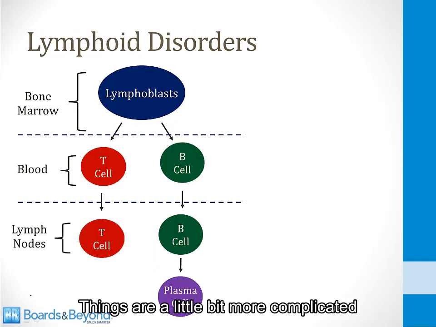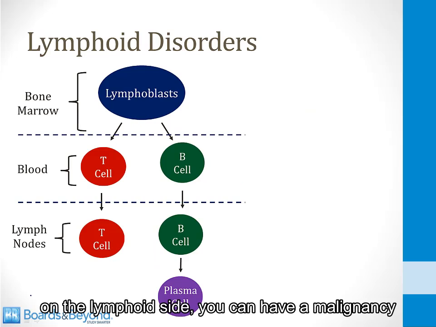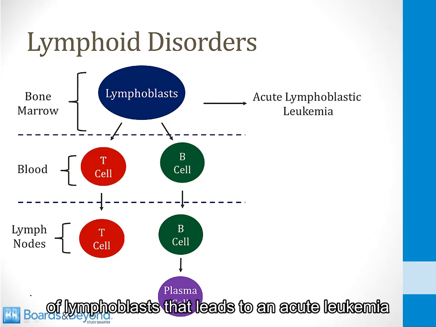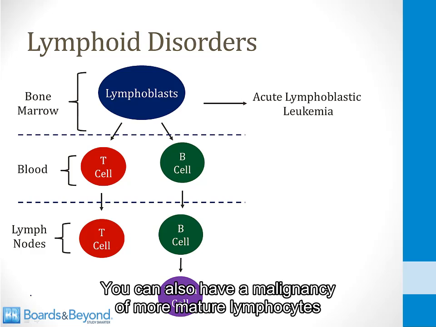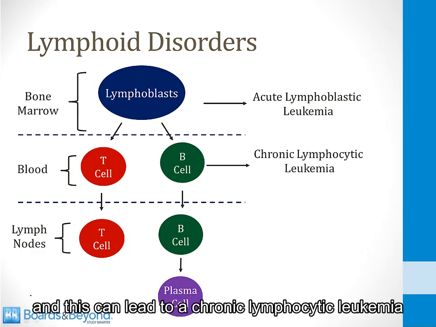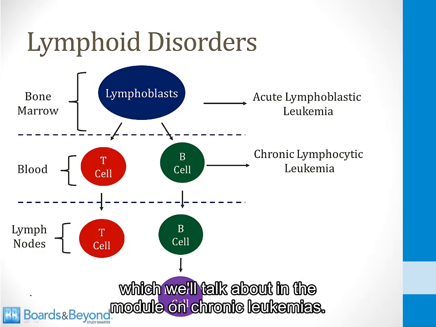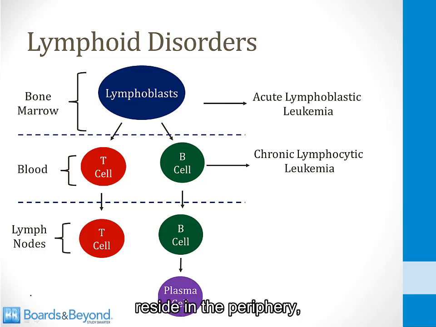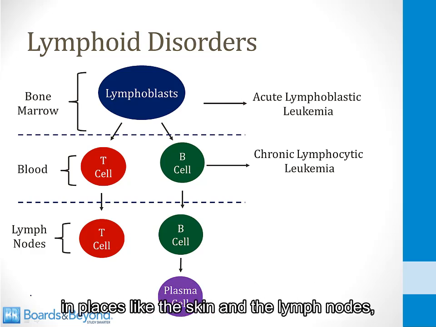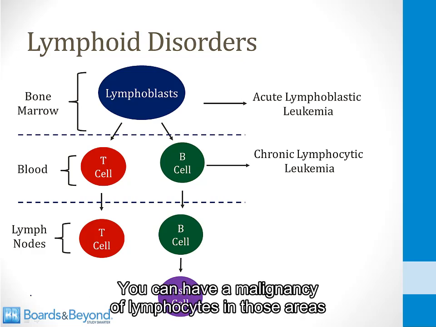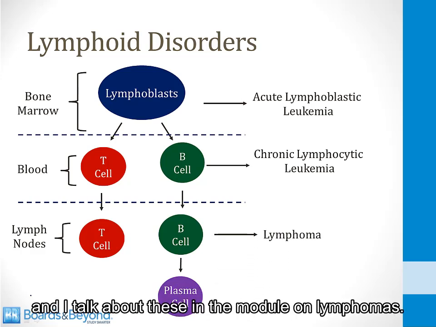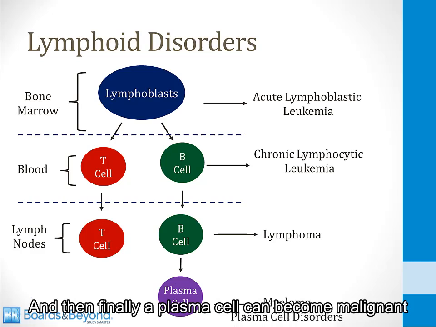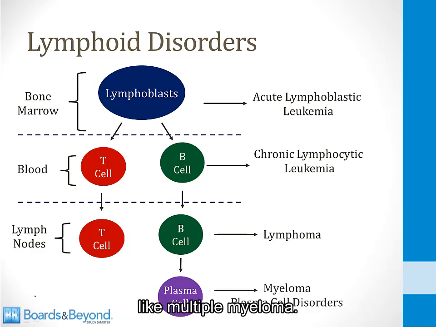Things are a little bit more complicated on the lymphoid side. You can have a malignancy of lymphoblasts. That leads to an acute leukemia called acute lymphoblastic leukemia, which we'll talk about in this module. You can also have a malignancy of more mature lymphocytes, and this can lead to a chronic lymphocytic leukemia, which we'll talk about in the module on chronic leukemias. And then finally, because B and T cells reside in the periphery in places like the skin and the lymph nodes, you can have a malignancy of lymphocytes in those areas, and that will lead to lymphomas, and I talk about these in the module on lymphomas. And then finally, a plasma cell can become malignant, and that leads to plasma cell disorders like multiple myeloma.